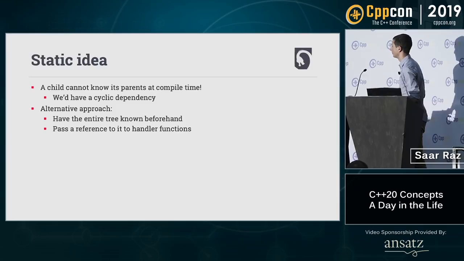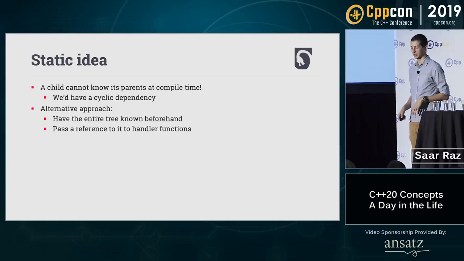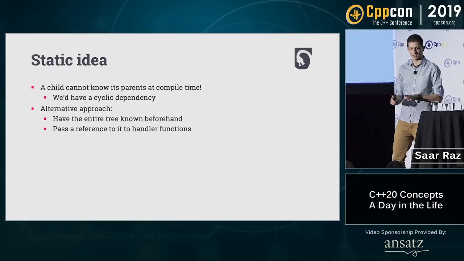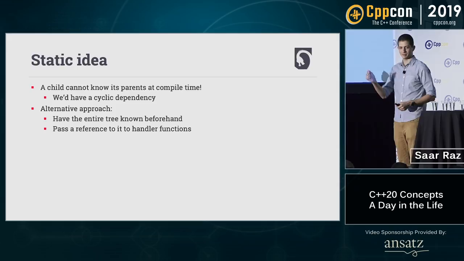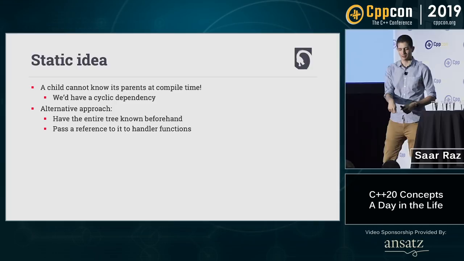Okay, so because we have this cyclic dependency, we're going to use an alternative approach to this whole thing. Instead of each component knowing its children and having a link to its parent, we're going to have the entire tree as a separate data structure and just pass the tree around to the handler functions. If a handler function wants to send a message, it will receive a reference to the tree and the location of it in the tree right now. Given the location and the tree, it can send the message down. Let's see how it looks.